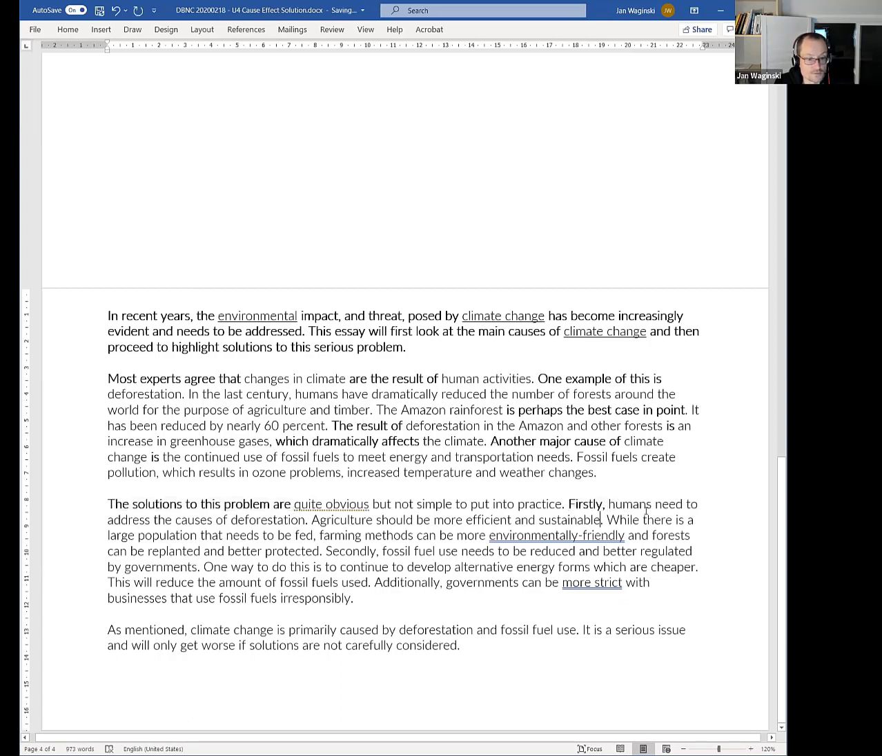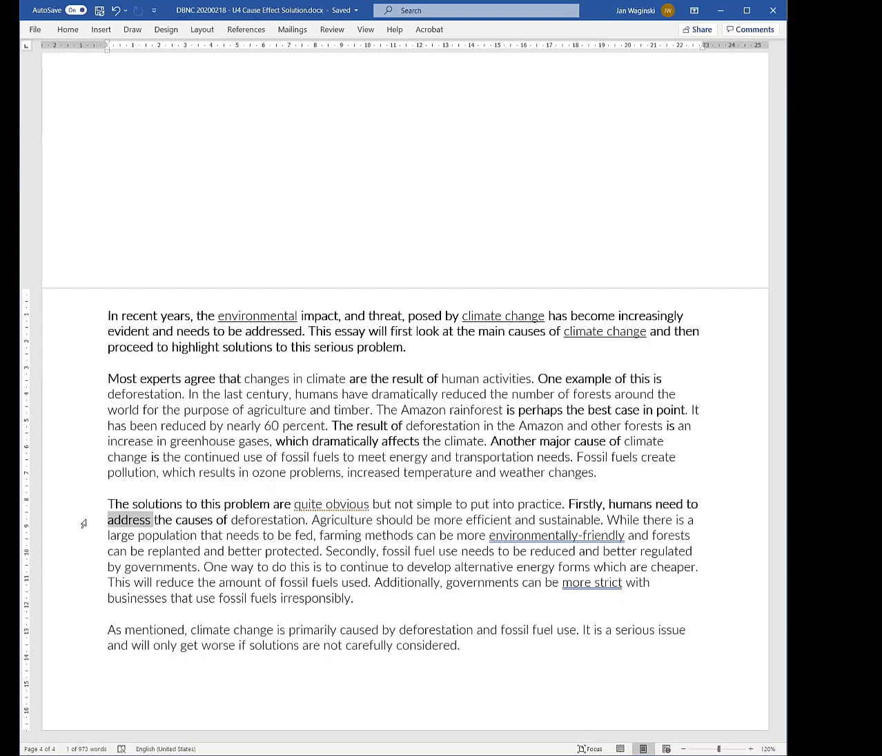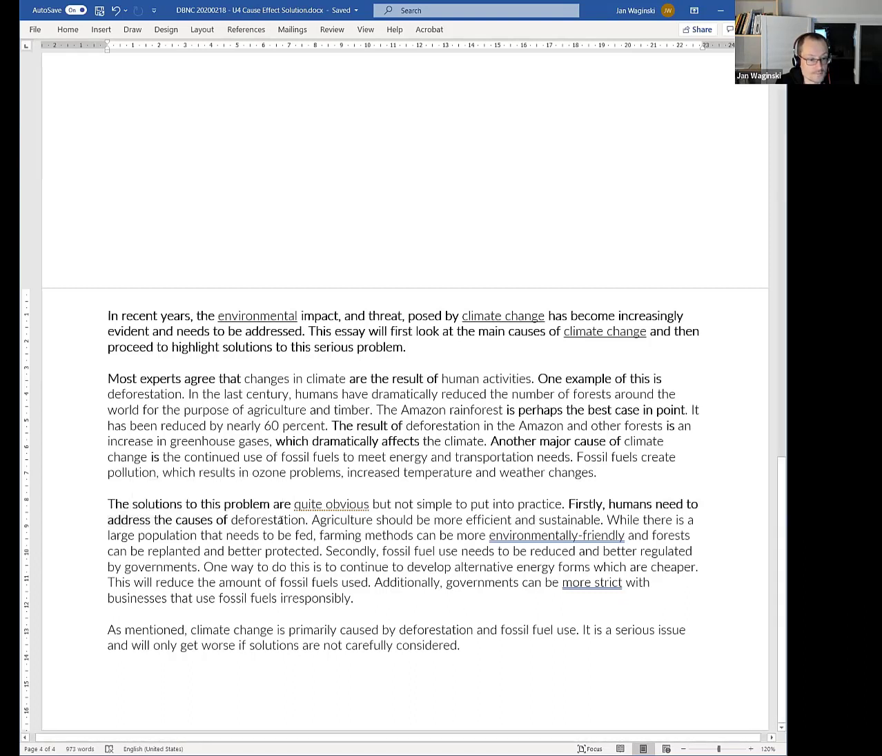Firstly, humans need to address the causes of deforestation. What does address mean here? It's not like address an envelope, address a letter. What does it mean here? Take into consideration. Or deal with. If someone says to you, I need you to address this problem, I need you to deal with this problem. Okay. So causes of deforestation. Number one, agriculture. Should be more efficient and sustainable.